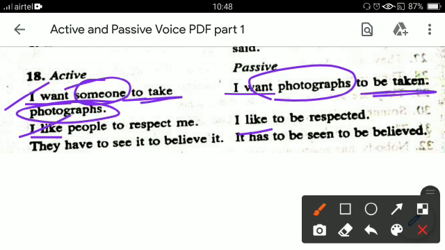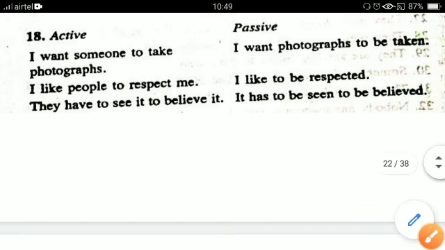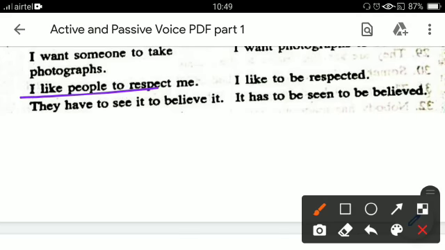By someone is not needed to be written because someone, somebody, everybody, people, sometimes they, him, her, these subjects are not written at the end of a passive voice because they are not so important. But whenever you find them important, you can write them. But someone, somebody, and everyone, these subjects are not written in passive voice as the objects with by. I like people to respect me, so I like to be respected. No need to write by people.